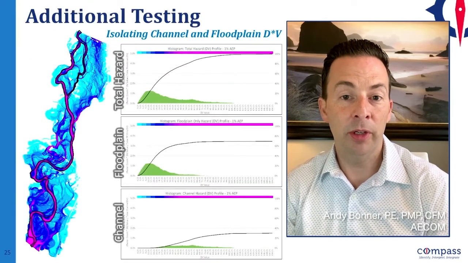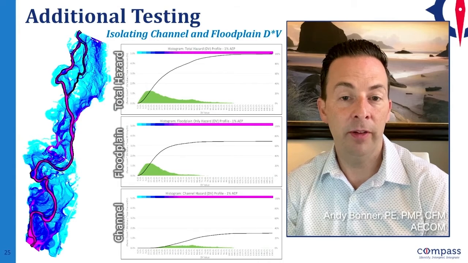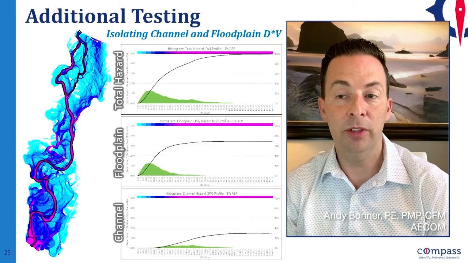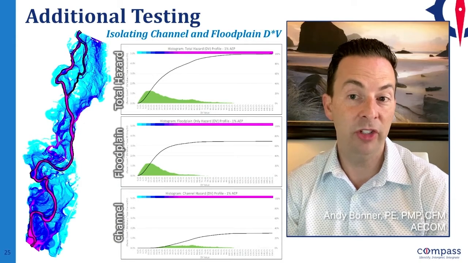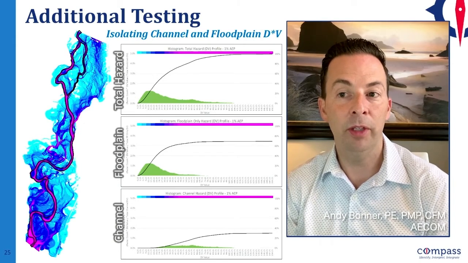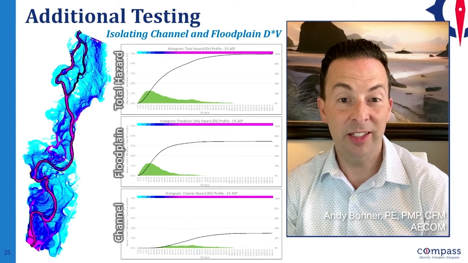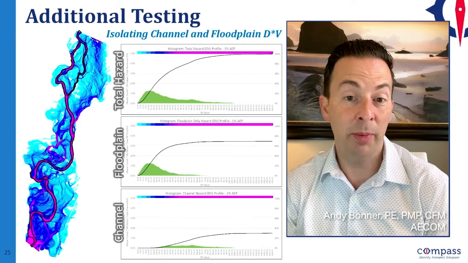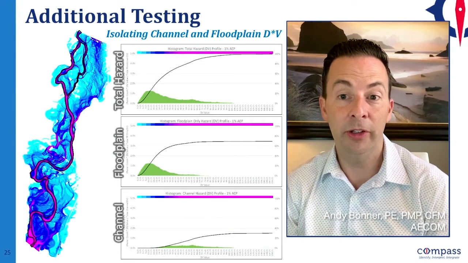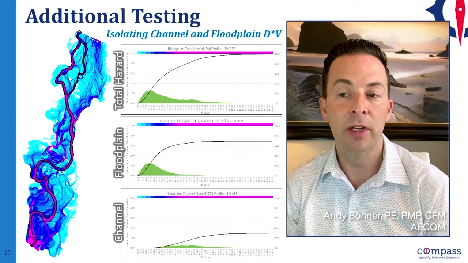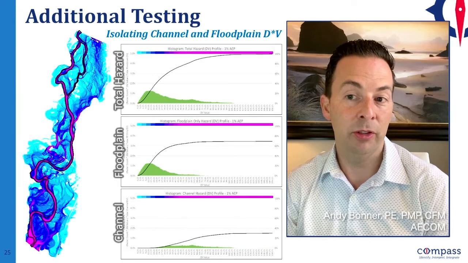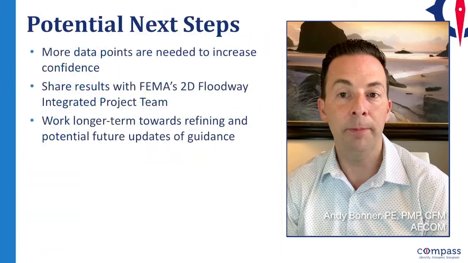So I won't go into too much detail on this, but another area of exploration that we started to look at was to break out the total depth times velocity of the entire floodplain by its channel and floodplain only portions. And preliminary testing of that was pretty positive, actually. Could be another alternative for refining how we might estimate the starting depth times velocity to use for where to place initial encroachments when performing a 2D floodway.